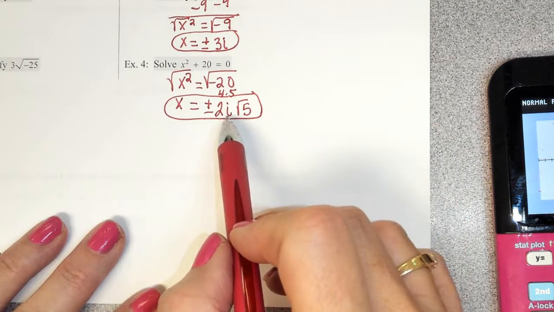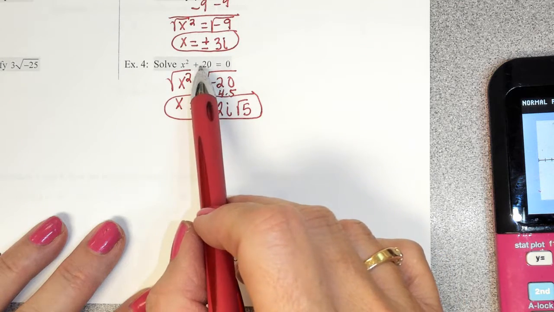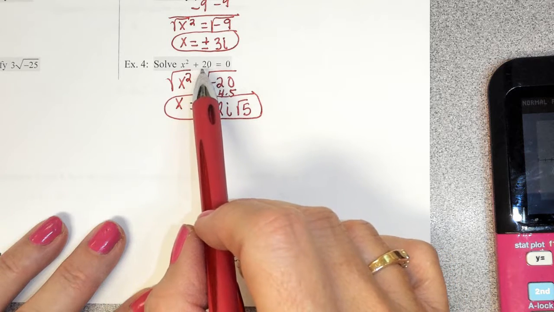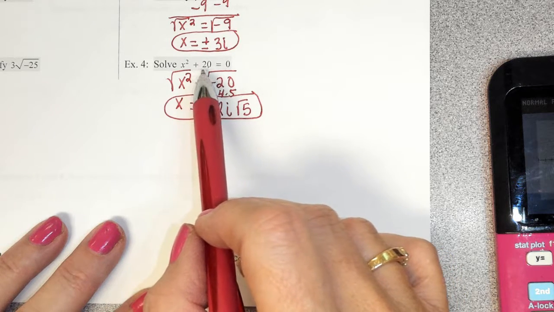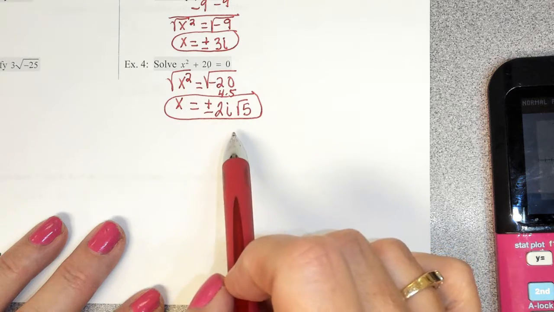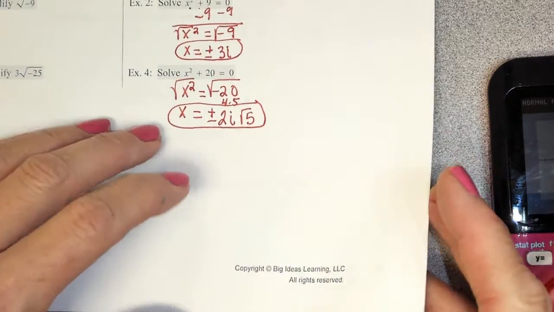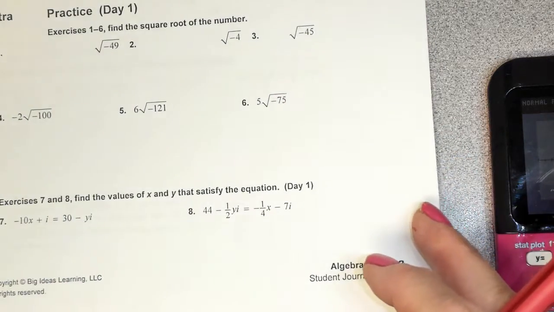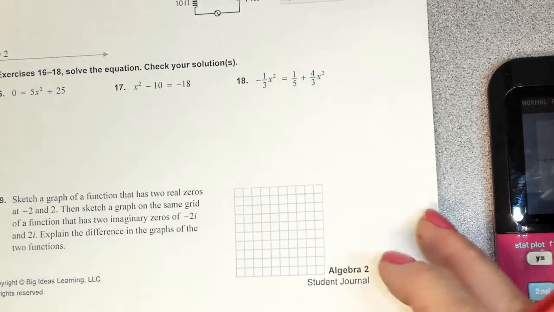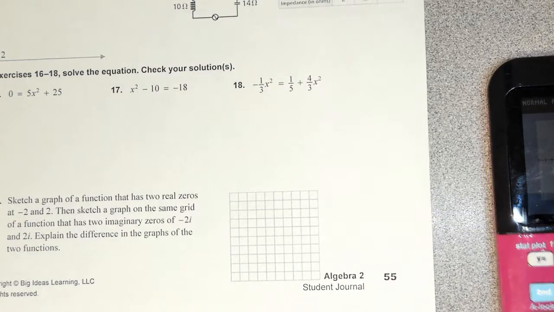Does it make sense that we have two imaginary solutions? Is this ever going to equal 0 as far as thinking of the graph? Because it's a shift what? Up 20. It's never going to be crossing the x-axis. So that's why we have the imaginary solutions. All right. Page 53 has nothing for us. We already did all of those. So skip on over to actually page 55.